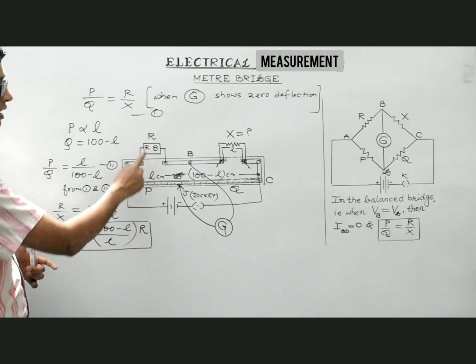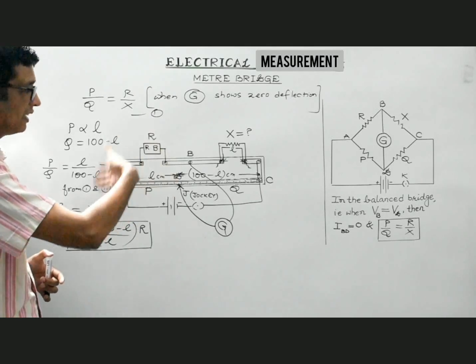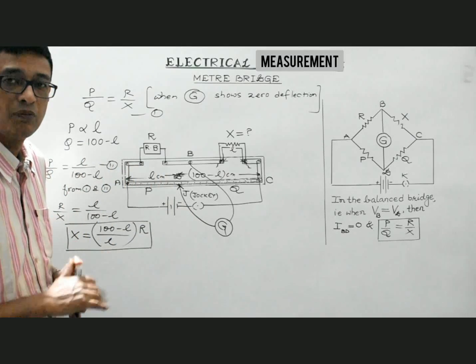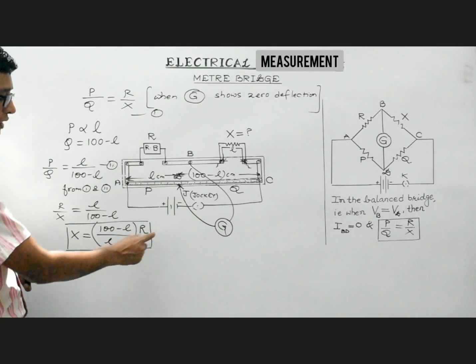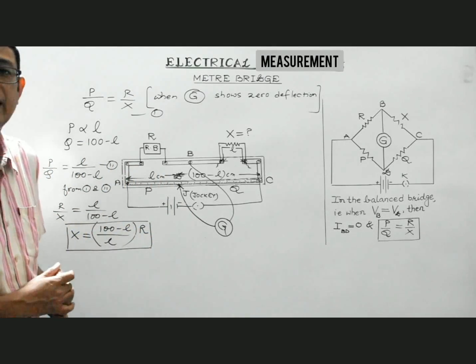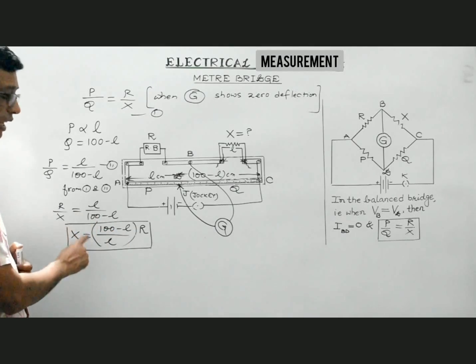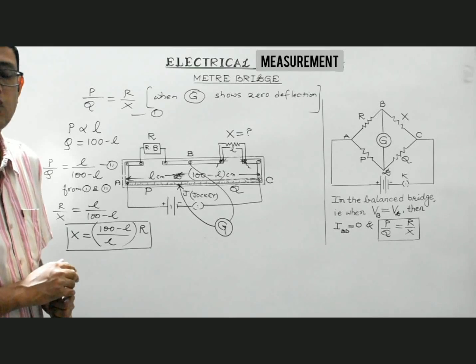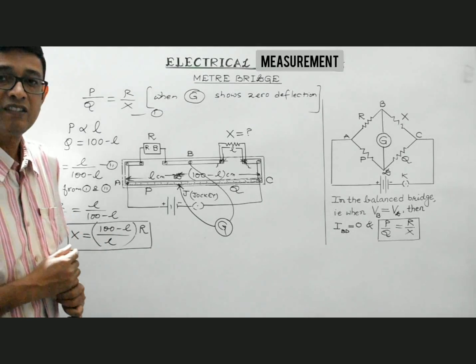So take the value of R as 10 ohm, in the next observation take R as 12 ohm, in the next observation take R as 15 ohm. Accordingly, changing the value of capital R, the balancing length will also change, but the value of X is found to be more or less the same. So how to get the true value then?